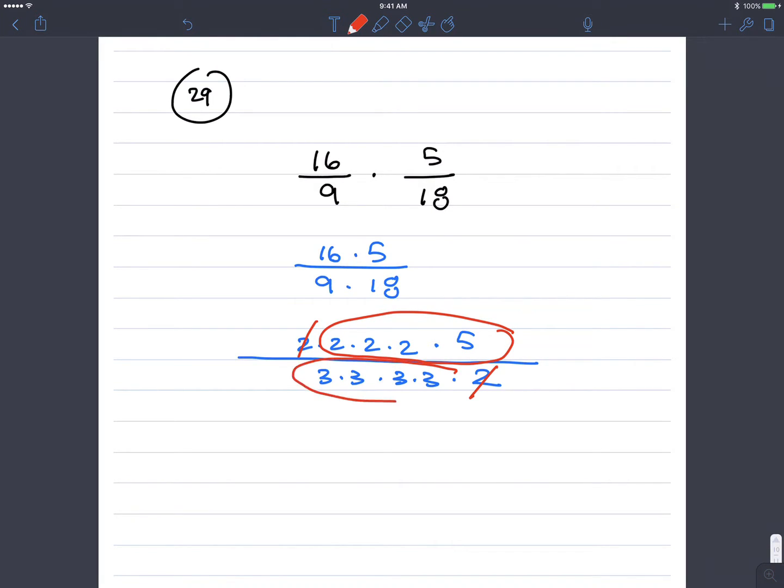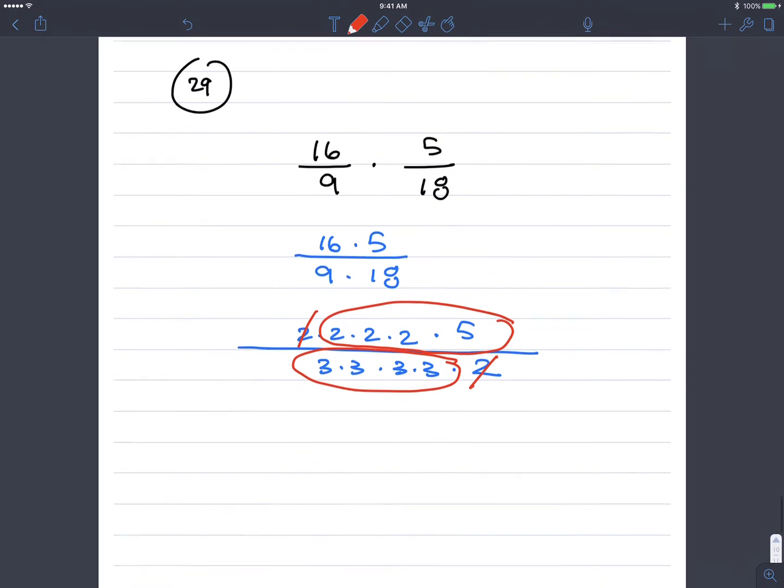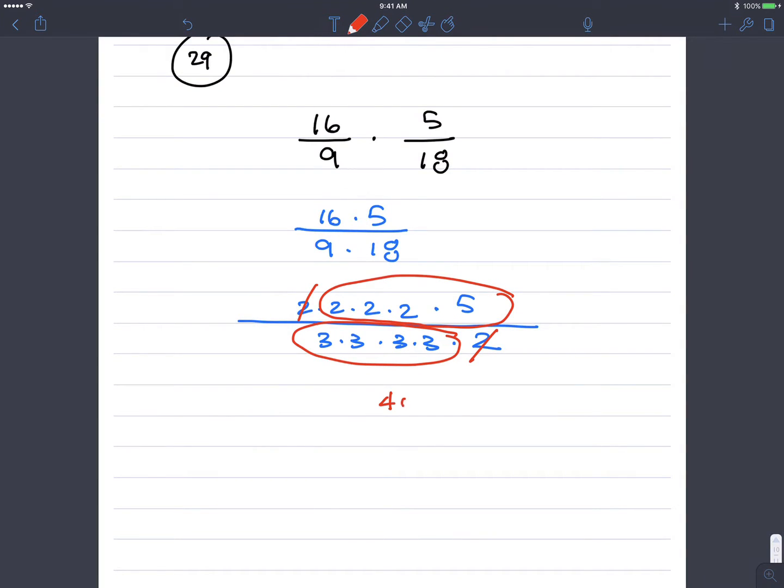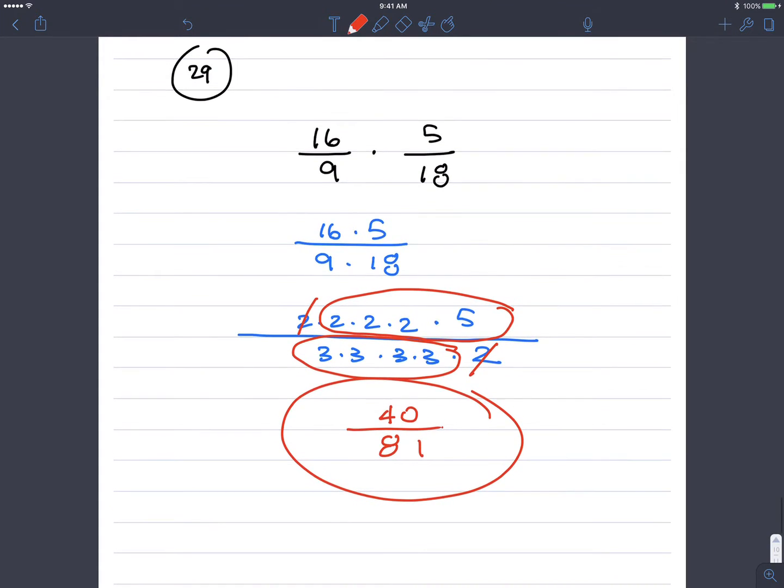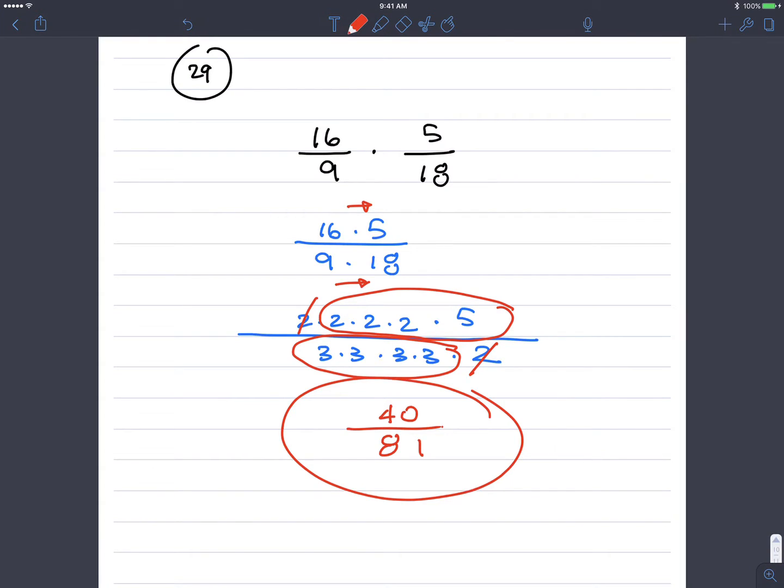Everything else that's left, I have to multiply. So I get 2 times 2 times 2 is 8, and 8 times 5 will be 40. 3 times 3 is 9, and another 3 times 3 is 9, so that's 9 times 9, this is 81. This fraction here is reduced, and it's also the product of multiplying these two fractions.